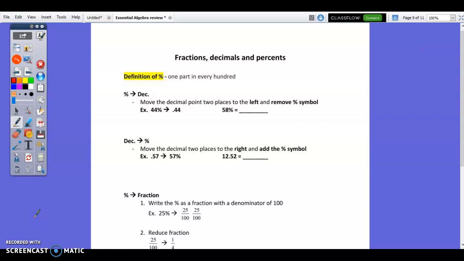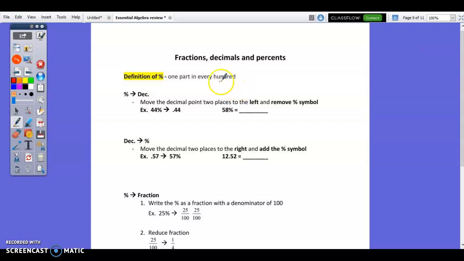Alright, so we have covered the relationship between fractions and decimals, and now we're going to add percentages into that and talk about how to change percentages to decimal points and into fractions as well. What is a percent though? A percent is a part in every 100. So the whole is 100, and whatever fraction of that would be the percentage.